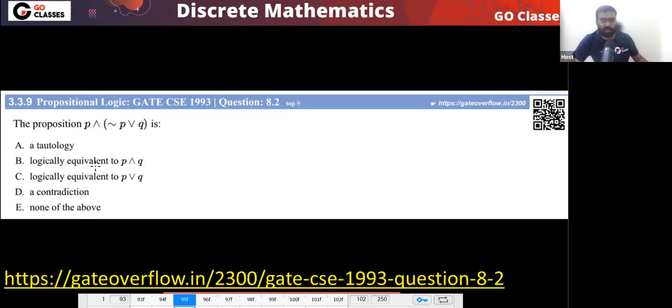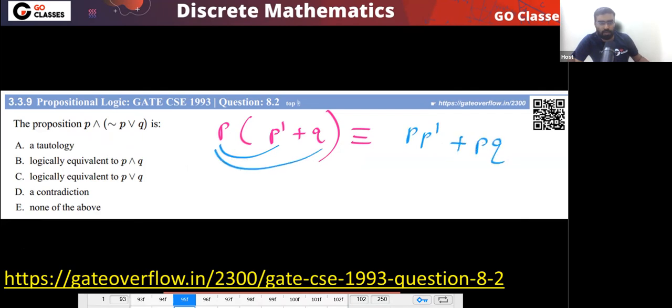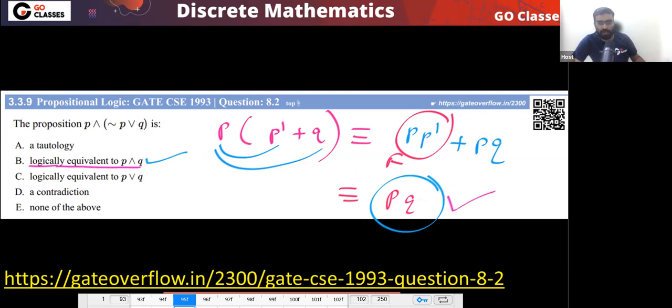Very simple. GATE 1993 question. This is the proposition given to you. You can just do the simplification here. See, this is a simple question where you have P and P dash or Q. So in this question, let's do the simplification. You can apply the distributive property. So it will be PP dash or PQ. So this PP dash is false. False or PQ is PQ. So ultimately you got PQ. That is a contingency. So it is logically equivalent to PQ. So the answer will be option B. Very simple answer.